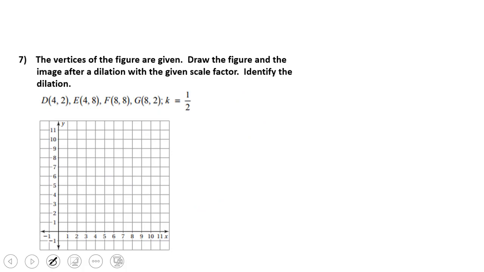Welcome to example 7. In example 7, again, we're going to draw the figure of the vertices that are given, and then we're going to draw the image after a dilation with the given scale factor, and of course we're going to identify the dilation. I'm going to do that first. So our scale factor being 1/2, that's less than 1, that means we have a reduction. So our original is going to be larger than our image. Our image will be smaller.